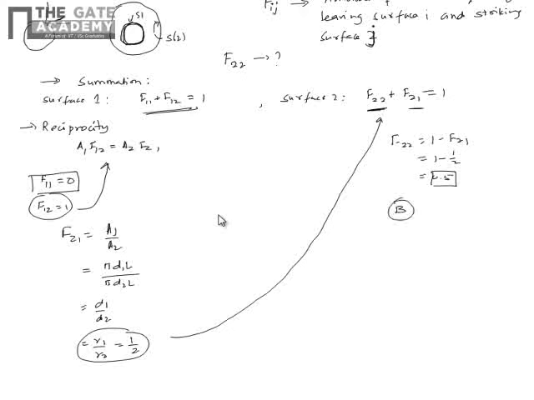So these problems on shape factors, apply the summation rule, apply the reciprocity rule, and most of the problems you can solve. And then remember that if it's a flat surface or a convex surface, the shape factor with itself, that is F11, is 0. So all these problems you can solve in that way.